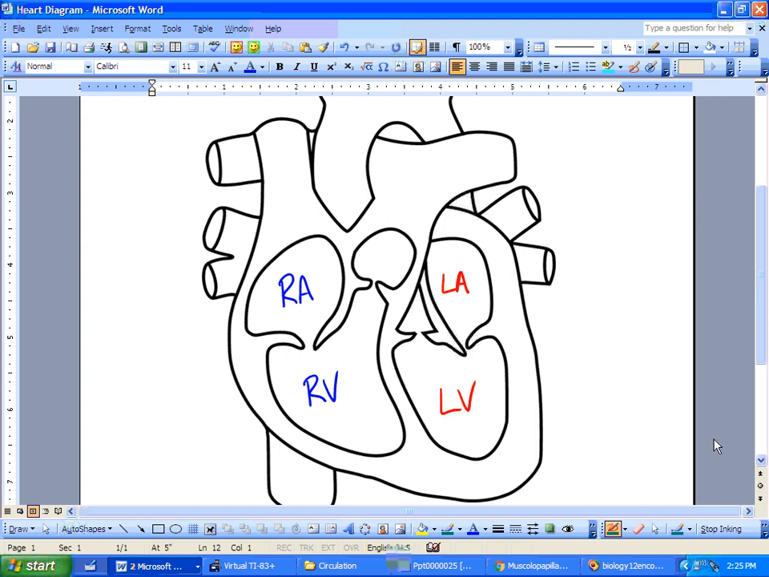We've got some valves that we need to label. So this one right in here, remember on that right hand side, this is the tricuspid valve. It's got 3 flaps. And over on the left hand side, its counterpart, these valves are preventing backflow back into the atria. We don't want that. This is the bicuspid valve, 2 flaps.